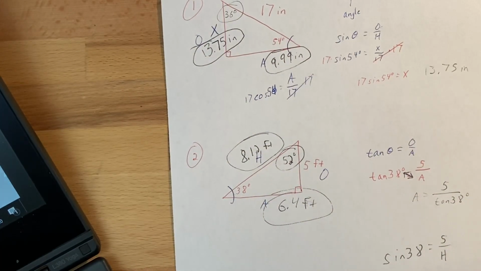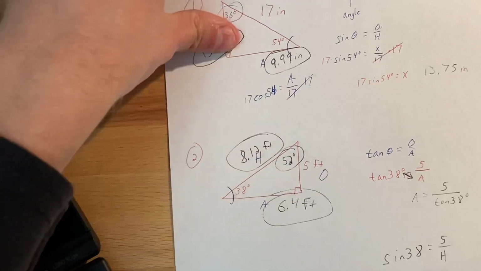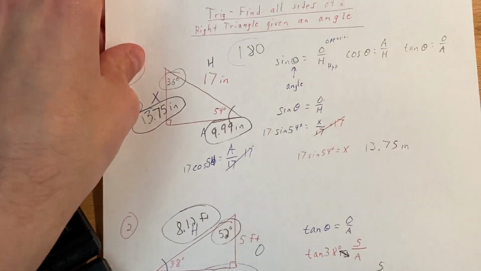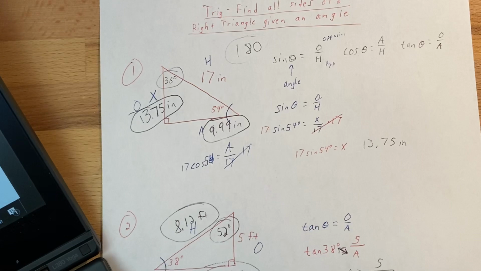Okay, that is how you find the sides using trigonometry. Later on, we'll do how to find the angles using trigonometry.